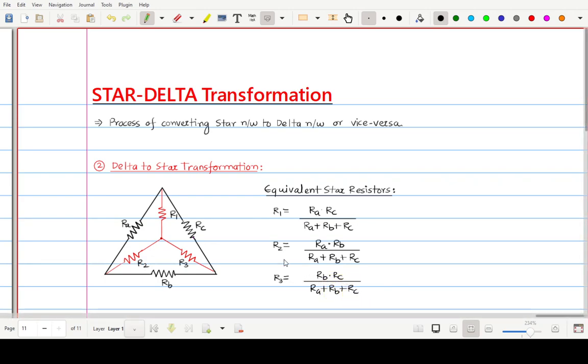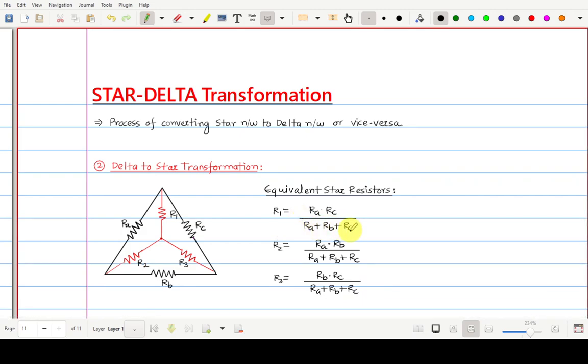What you have to remember: in the denominator always add all the delta resistances, and in the numerator multiply the nearest delta resistors. Suppose I am finding R1, nearest delta resistors will be RA and RC. In this way you have to write the values of R1, R2 and R3. In this way we can convert any delta network into star network.